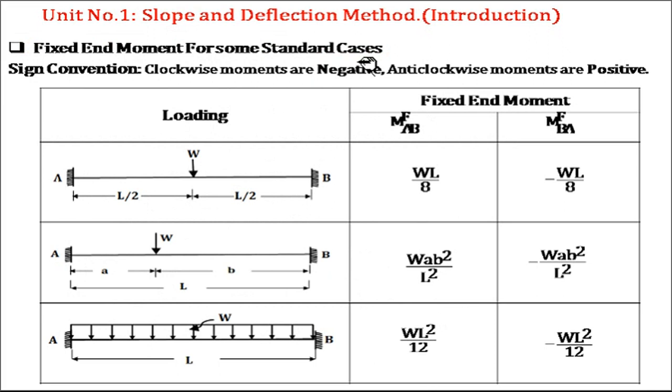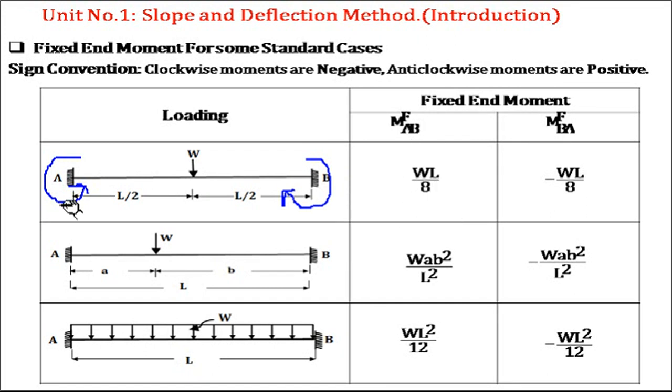Fixed moments for some standard cases. Now for this, the sign convention: clockwise moments are negative, whereas anti-clockwise moments are positive. Now if you see the first case, the fixed beam is subjected to a load W at the center, so the fixed moment at joint A will be in anti-clockwise direction, and the fixed moment at joint B will be in clockwise direction.